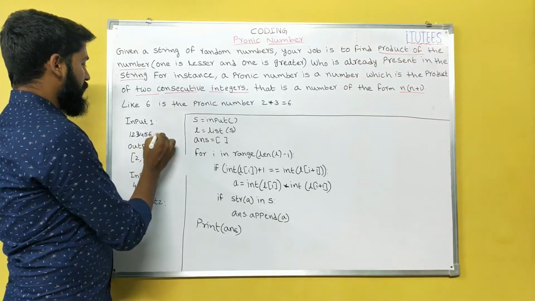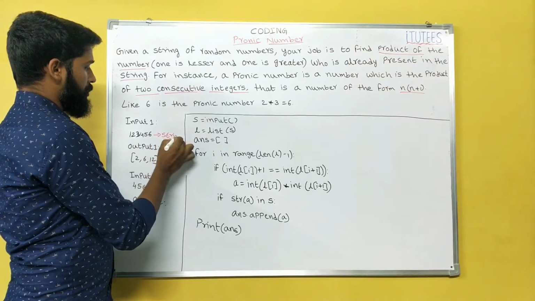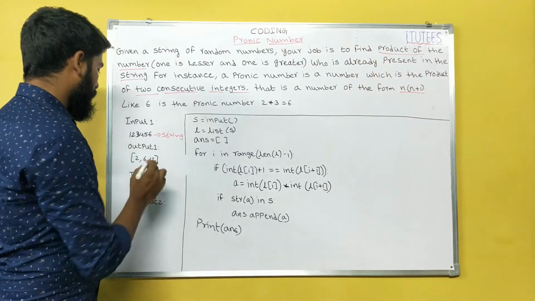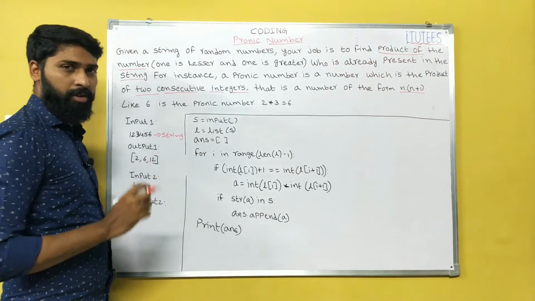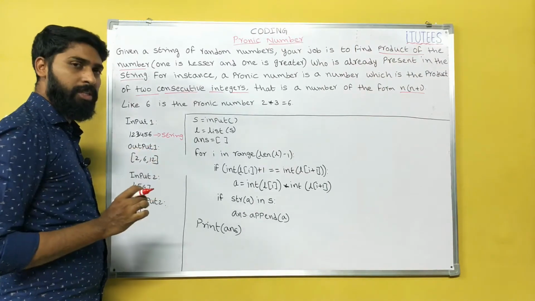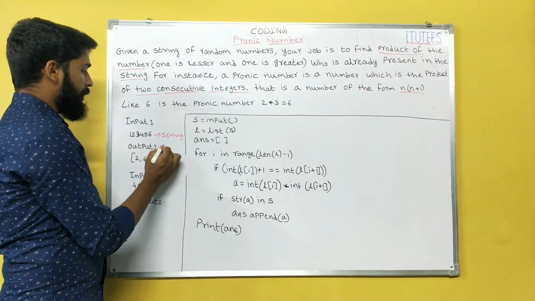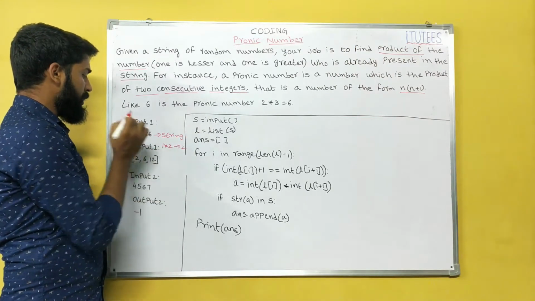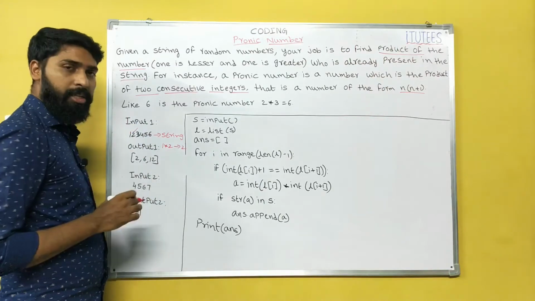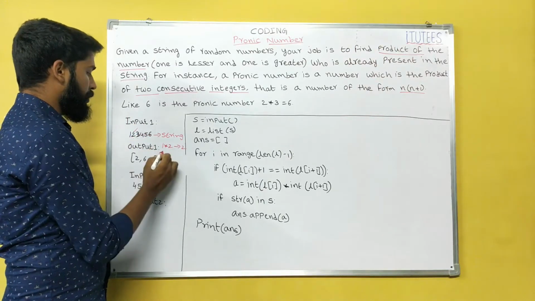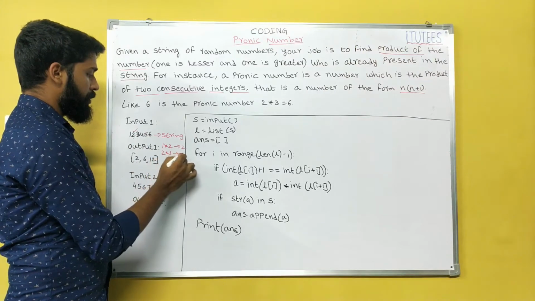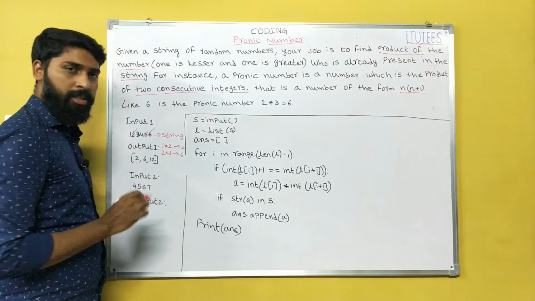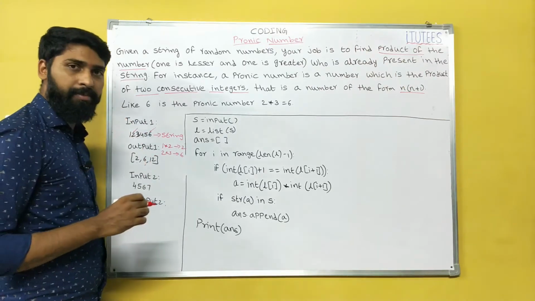Here this is the string: 1, 2, 3, 4, 5, 6. Output is 2, 6, 12. Now we can see how we get 2, 6, 12. What is the multiplication of 1, 2? It is 2. So 2 is in this string, so I append it here. Next 2 into 3. The multiplication is 6. 6 is in this string, so you can append here.